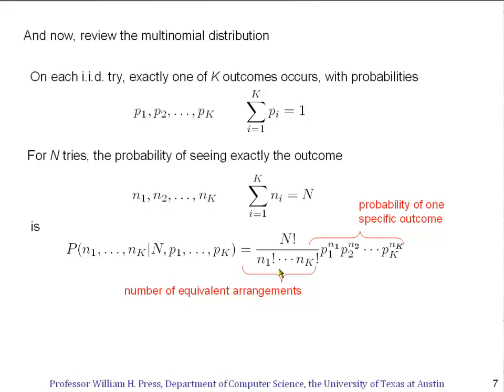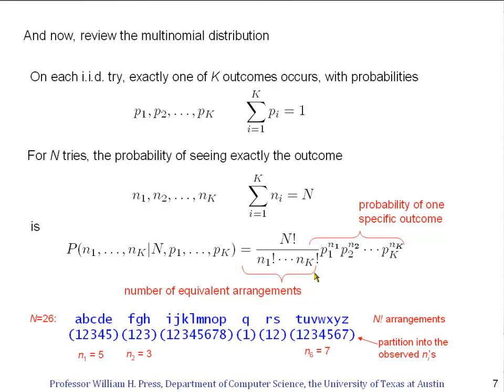We have to multiply this by the number of equivalent arrangements, and that's given by this combination of factorials. Total number of events factorial divided by the product of each of the individual number of events factorial. Well, again, this is a formula that you've probably seen derived before, but let me indicate here where it comes from. Let's do the special case where there are exactly 26 events.